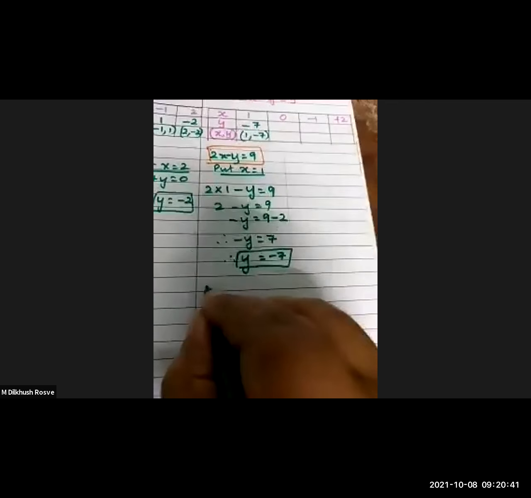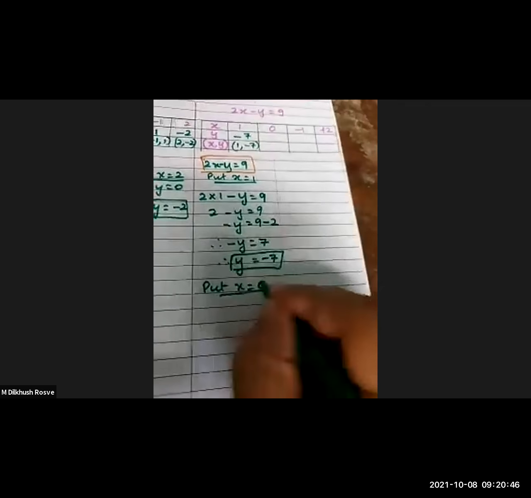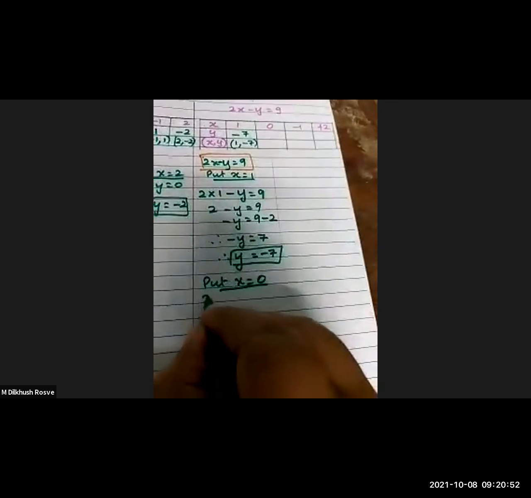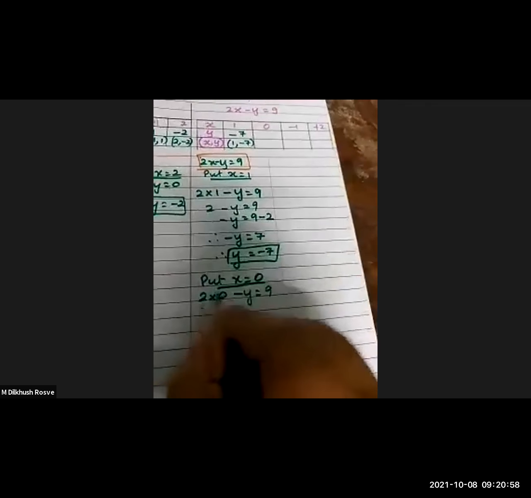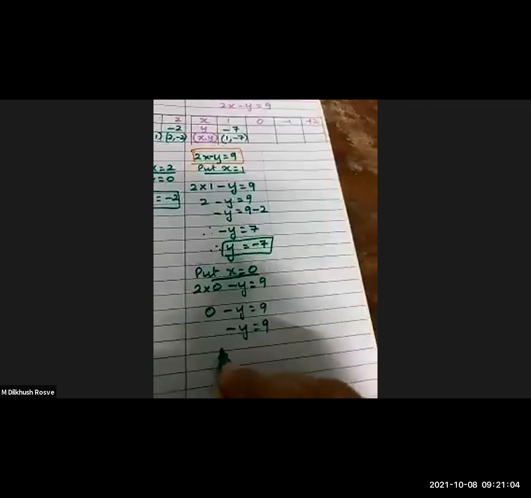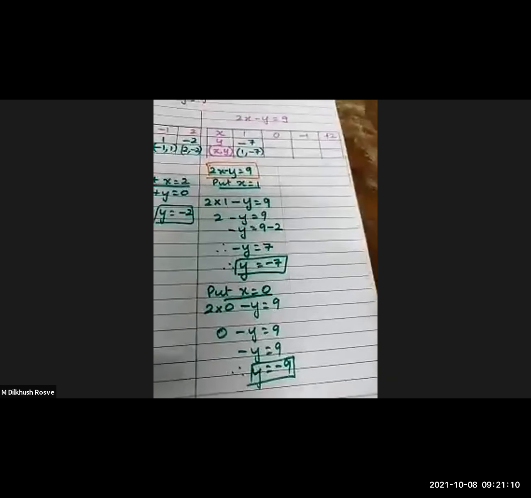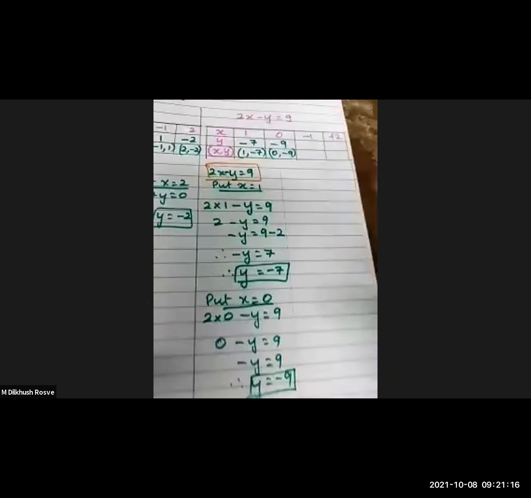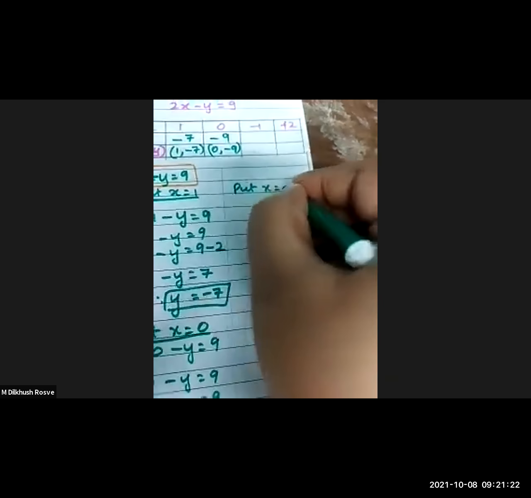Now you write the second. Put x equal to, what we have taken, second value, 0. Now, in this equation we have to substitute. In place of x, you will write 0. So 2 into 0 minus y equal to 9. 2 into 0 means everything will become 0. 0 minus y equal to 9. Minus y equal to 9. Therefore, y equal to minus 9. Understood, children? So 0 comma minus 9 you will get. Clear?